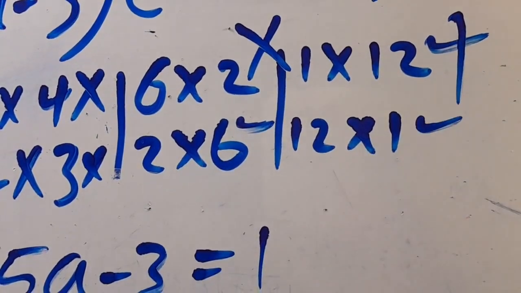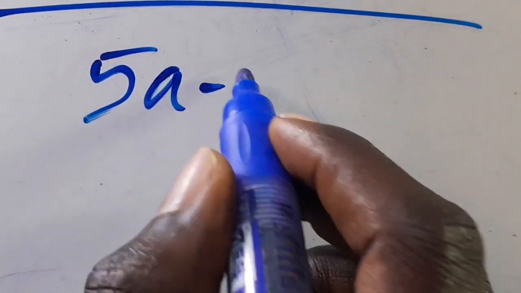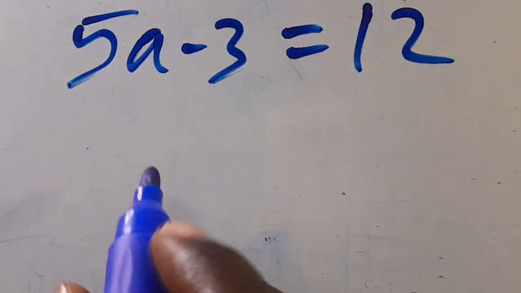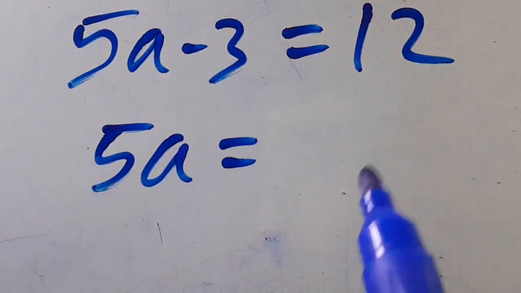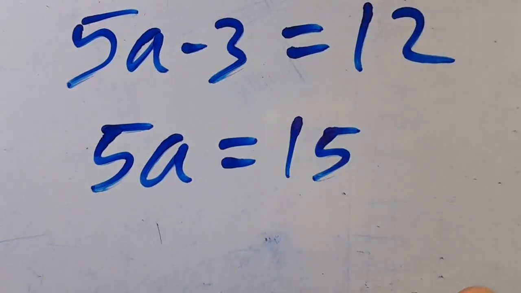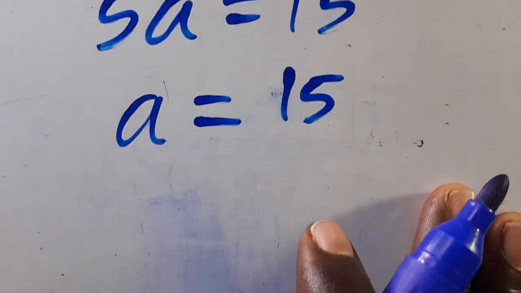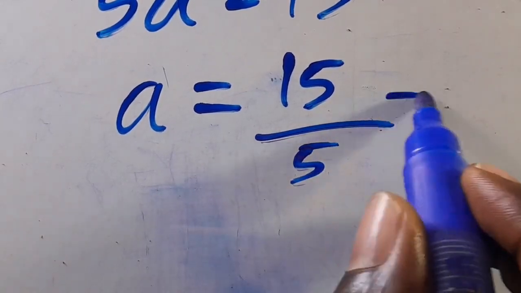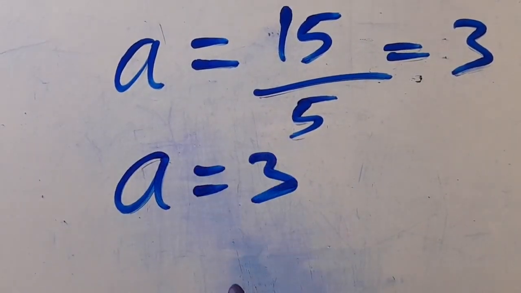Let us also consider this one. So we're going to have 5a minus 3 will be equal to 12. From here we have 5a will be equal to, taking this 3 to the other side, plus 12, will be equal to 15. So we have our a to be equal to 15 divided by 5, which equals 3. So we have our a to be equal to 3.